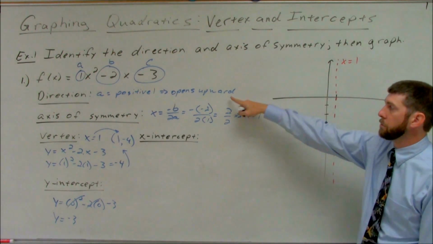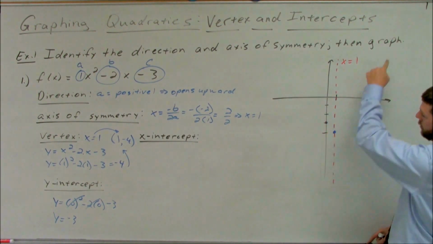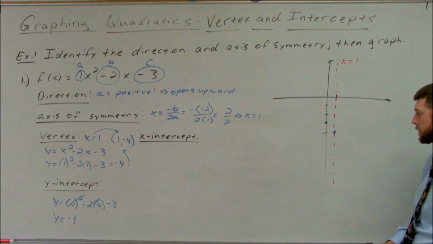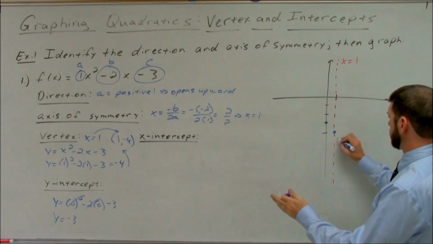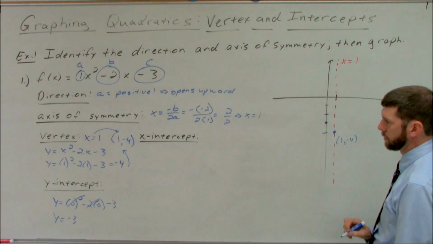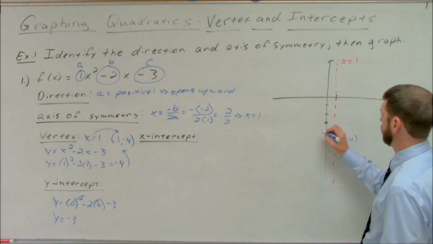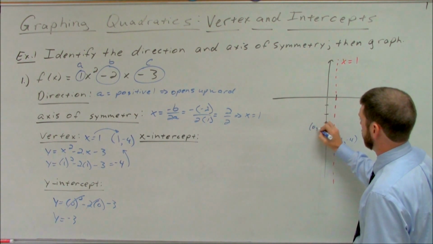So we can see it's starting to match the opens upward, right? If this is the vertex, then our graph's got to go up to be able to hit that y-intercept. All right, so let's write down the vertex real quick. 1, negative 4, and y-intercept is going to be over 0, down 3.